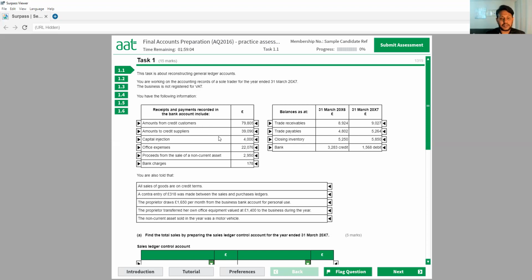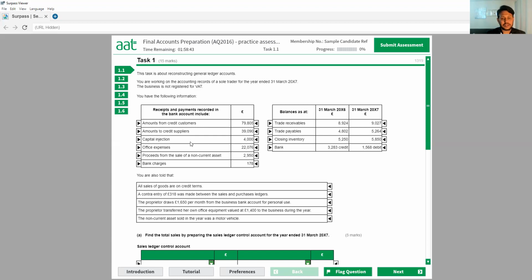So you have some information from the bank: the receipt and payment record in the bank account. Amount owing from credit customers, so how much we received. This is the amount we received from our customers. Then amount to credit suppliers, so how much we paid to our suppliers is here.